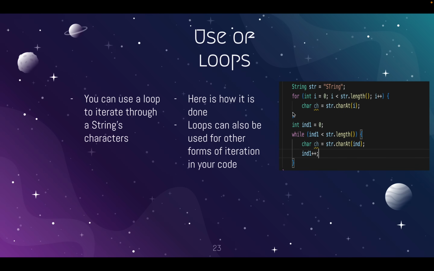So the use of loops. One cool thing you can do is iterate through a string's characters. This is how you do it for both cases. For int i equals 0, i represents the index of the char, and you go less than str.length, and then you always get the character at that index. And you can also do the same thing with the while loop, but you need to have a separate index, and every time you need to increment i.